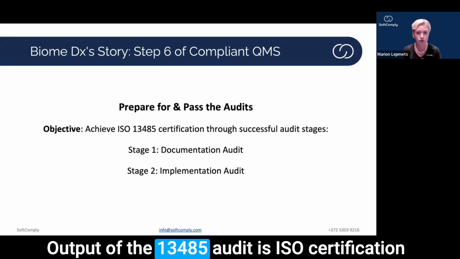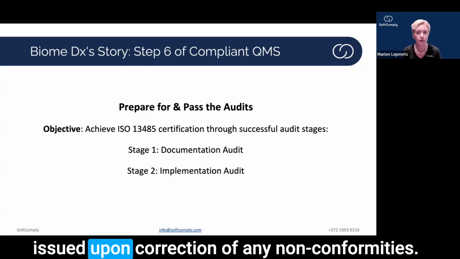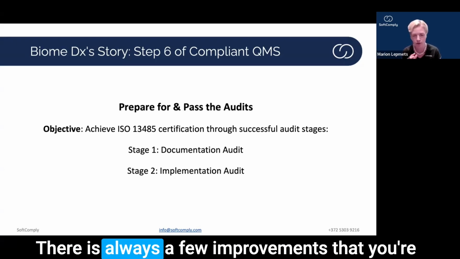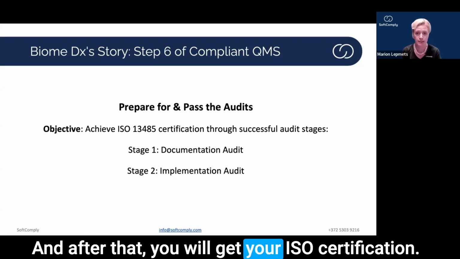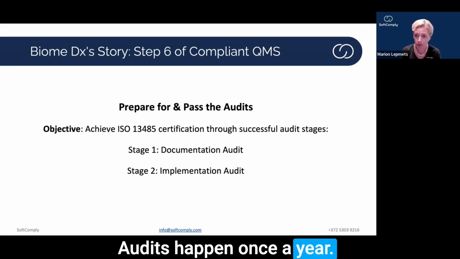The output of the 13485 audit is a certification issued upon correction of any non-conformities. There's always a few improvements that you are given and that you can fix in a given time frame, and after that you will get your ISO certification. Audits happen once a year.